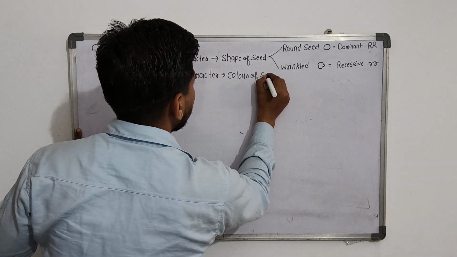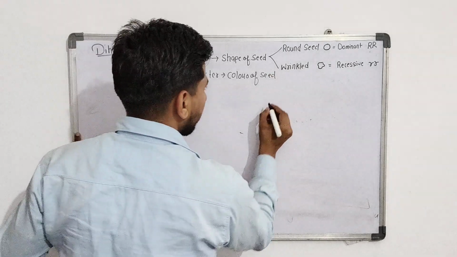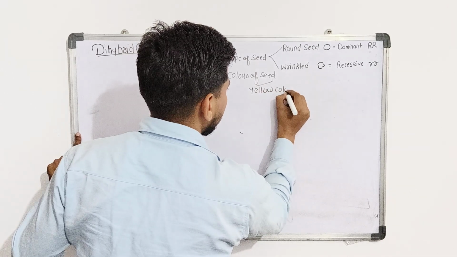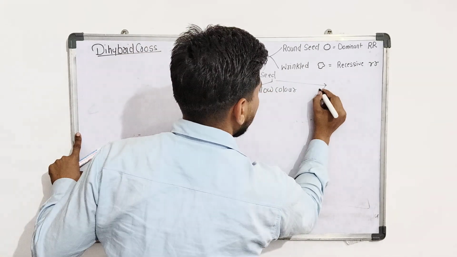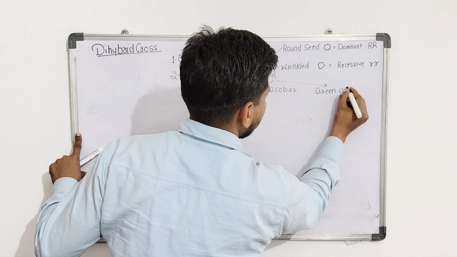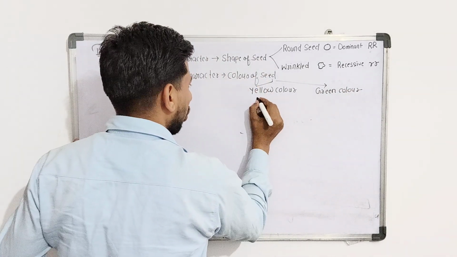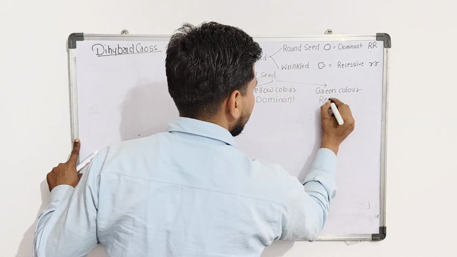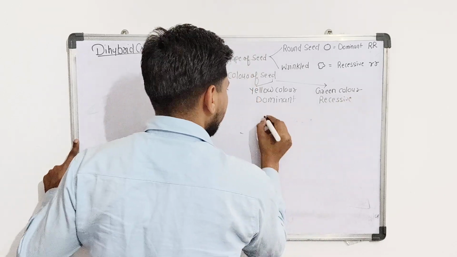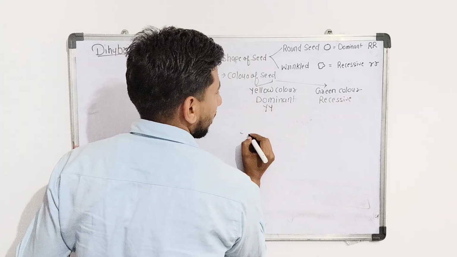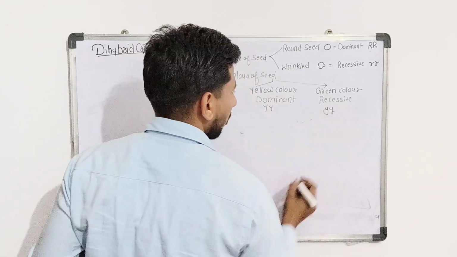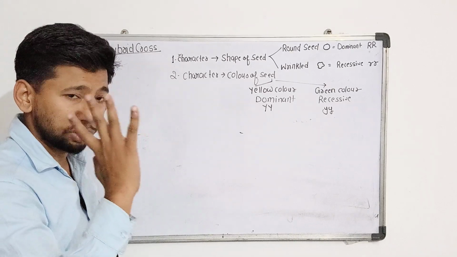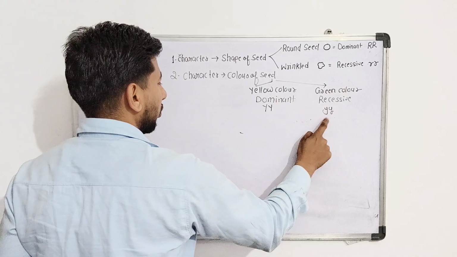Color of seed. It also has two traits. The first one is yellow color and the second is green color. The yellow color is dominant and green color is recessive trait. Yellow is represented by capital Y. On the other hand, green is represented by small y. So at a time we will discuss two characters here, four traits simultaneously.